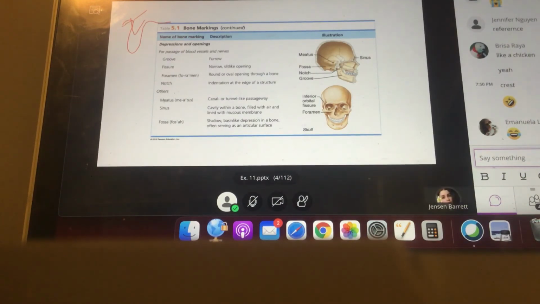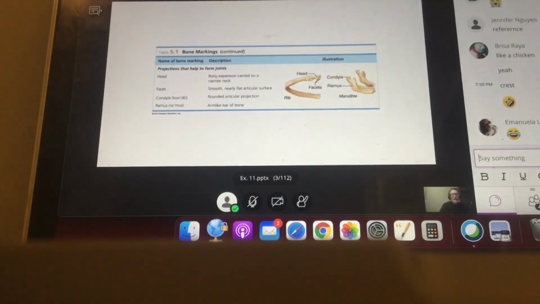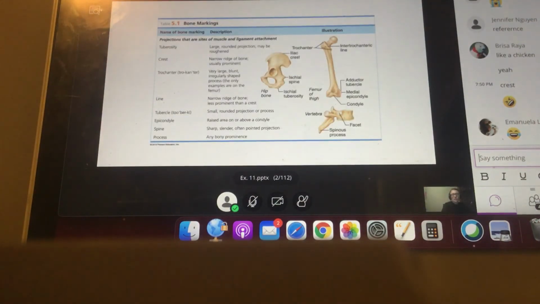So basically, you're saying that bone markings are going to be like little itty bitty things, correct? They could be itty bitty things, and not too itty bitty, or they're going to be bigger. So remember that I can have different types of these things called a tuberosity and trochanter. They can be very large.